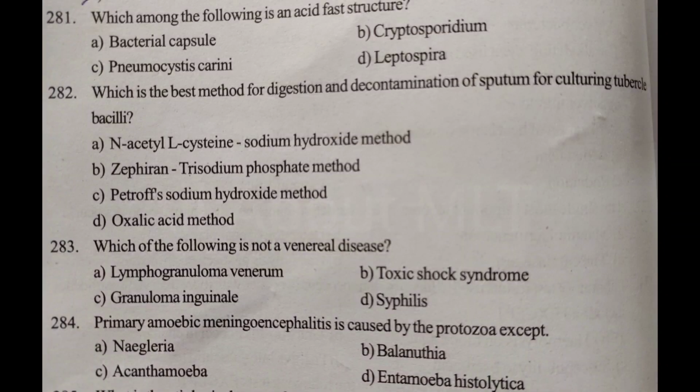Which of the following is not a venereal disease? Option A, lymphogranuloma venereum. Option B, toxic shock syndrome. Option C, granuloma inguinale. Option D, syphilis. Answer is option B, toxic shock syndrome.